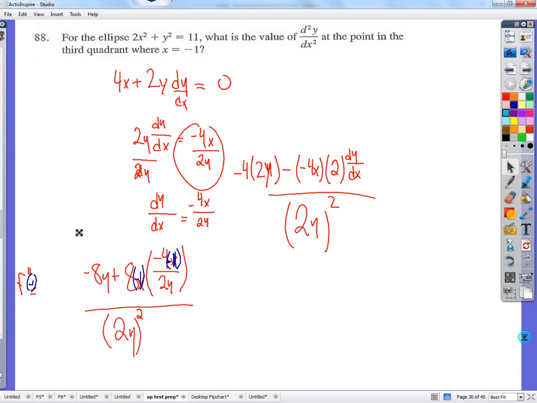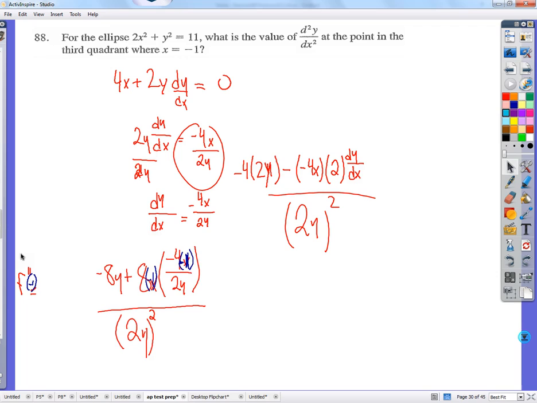So it's not just f double prime of negative 1, but of negative 1, comma, whatever y is, also. Can you put that negative 1 into the ellipse? Okay, so put negative 1 into the ellipse, and then figure out where that point is. You can do the ellipse.